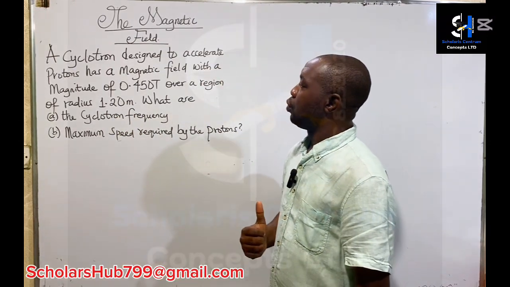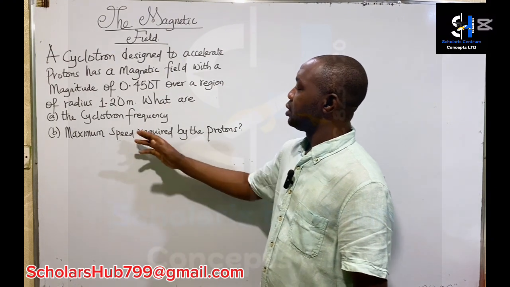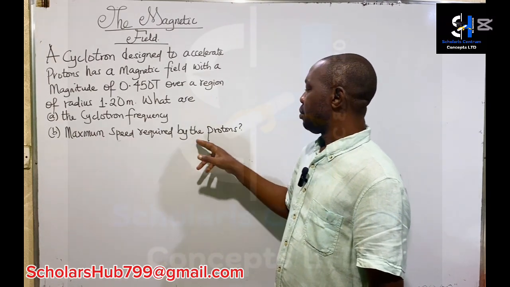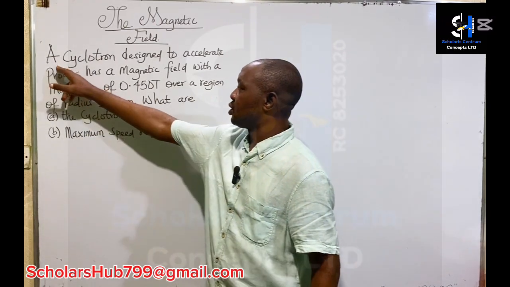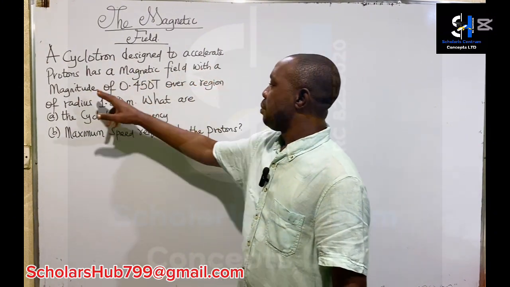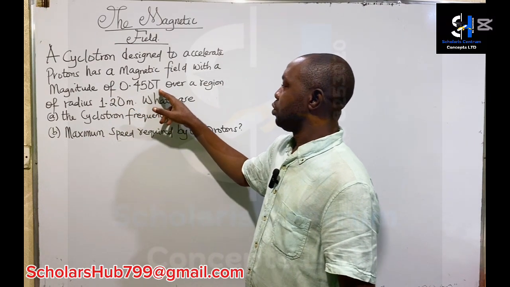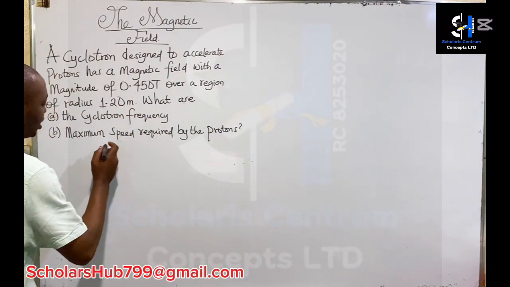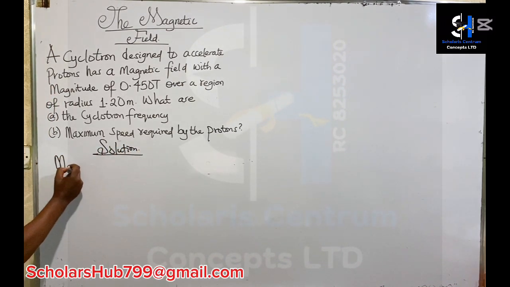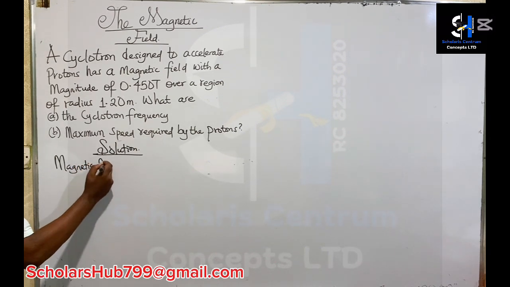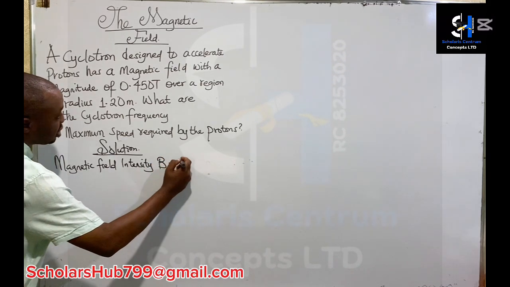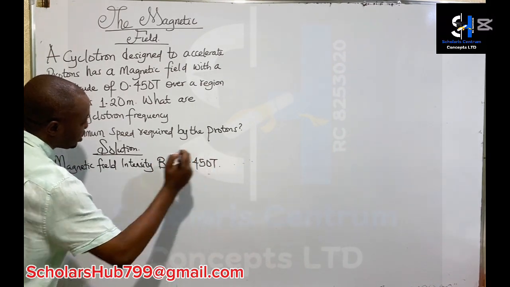Now in this question we want to calculate the cyclotron frequency and also the maximum speed required by the proton. Now let's look at the question. We have a cyclotron designed to accelerate protons that has a magnetic field with a magnitude of 0.450 Tesla. So the first thing is, let's write down the values of the parameters. We are given the magnetic field intensity, or you can call it the magnetic flux density, which is 0.450 Tesla.